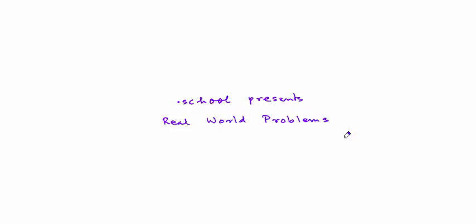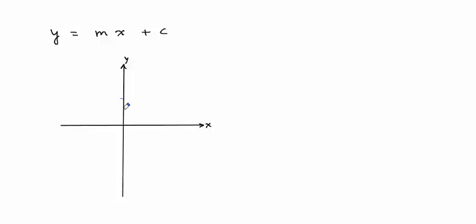Dart skill presents real-world problems. Several situations in our real life involve two variables that are related by the equation of a straight line, that is y is equal to mx plus c. When you draw the graph of such a situation on a graph paper, perhaps to make future predictions, the process is called mathematical modeling. Let's look at an example.